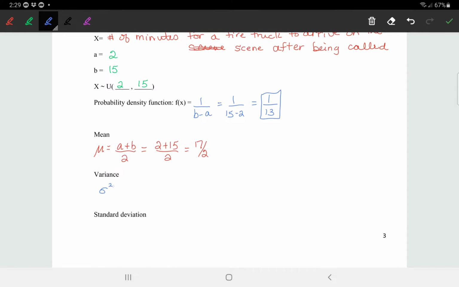The variance sigma squared is given as (b - a)^2 divided by 12. And just plugging in the numbers, we get 15 minus 2. We'll square that value, divide by 12. That's 13 squared divided by 12, which is 169 divided by 12. And this is approximately 14.08.